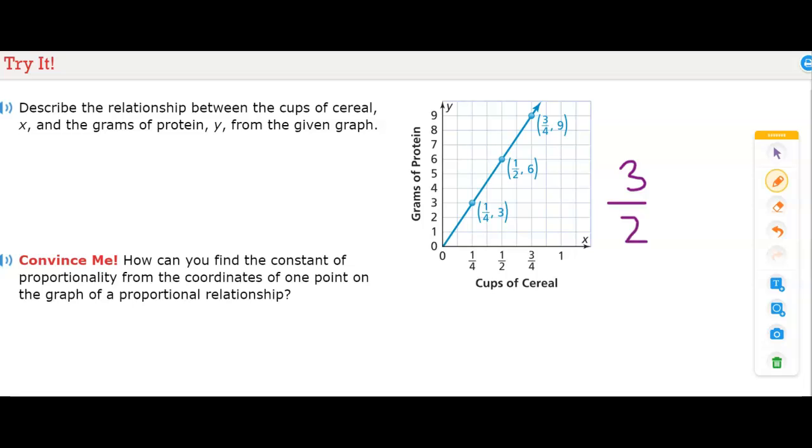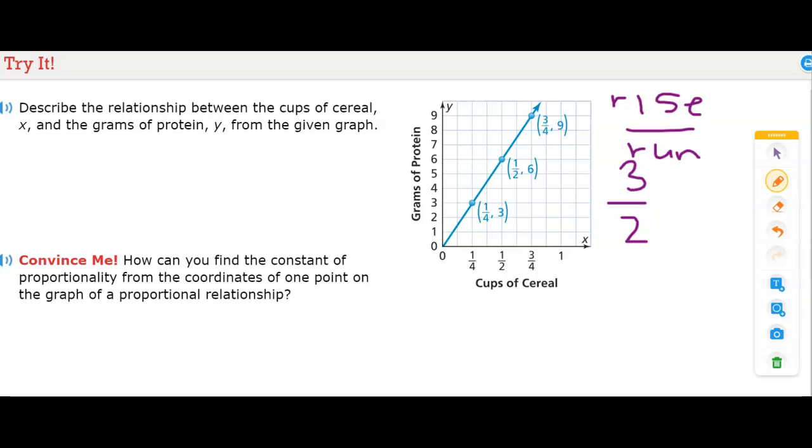Rise over run is going to equal the constant. For each one of these points, it's going to do the same thing. So we have 1, 2, 3 over 2. 1, 2, 3 over 2. So that constant will be 3 over 2. The relationship is that they're all proportional, and that constant is 3 over 2.